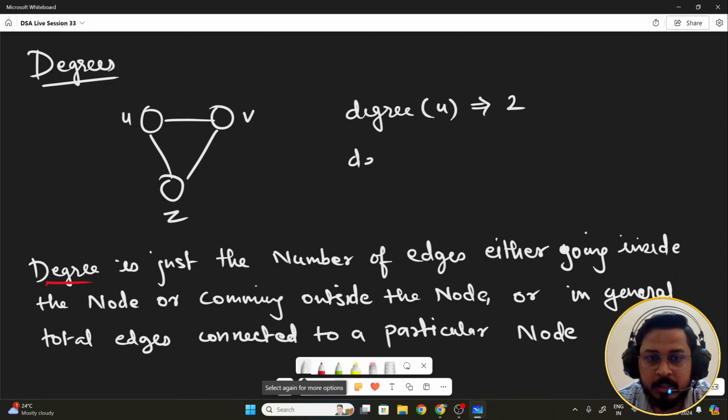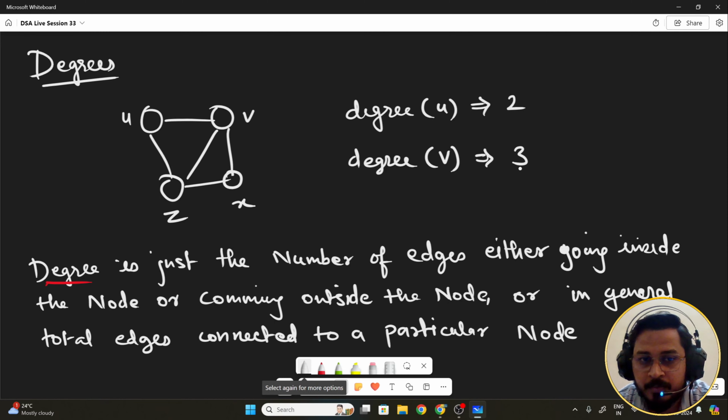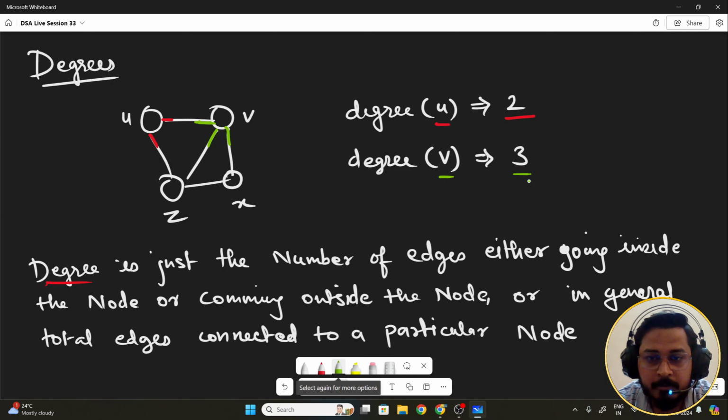If I say, tell me the degree of v, let us say here we have x also. Okay. So now if we say degree of v, then it will come as 3. Because you see that there are 3 nodes connected to v. And here we have only 2 nodes connected to u. So 2 nodes for degree of u, and there are 3 nodes for degree of v. I hope this is very, very much clear to all of you. Okay, guys. Correct.